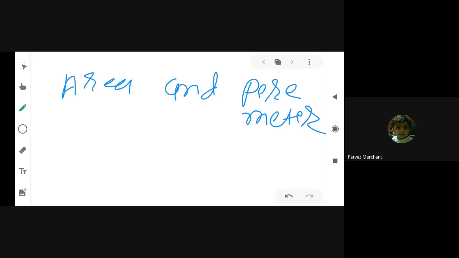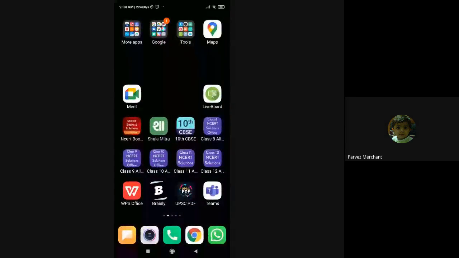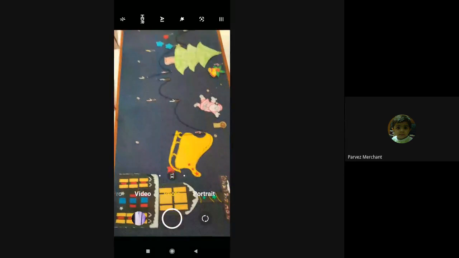Very good, beta. Exactly. You all are right. I am giving you some examples so you can clearly understand about the area and perimeter.